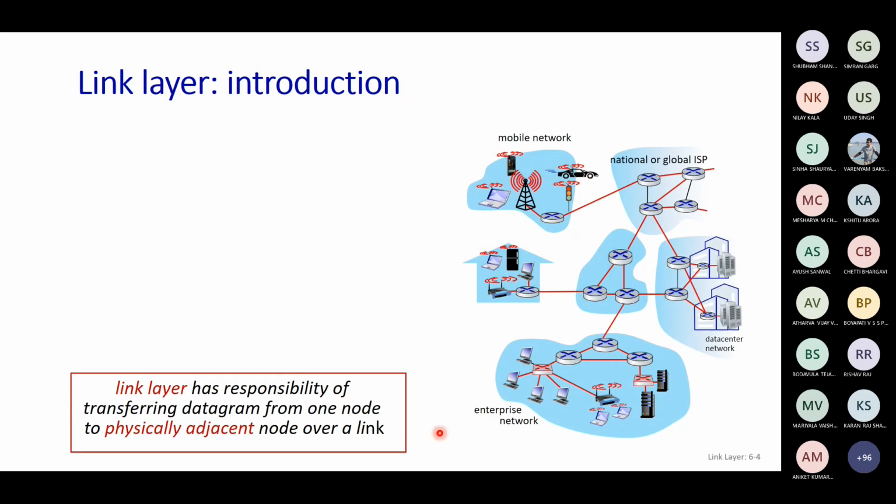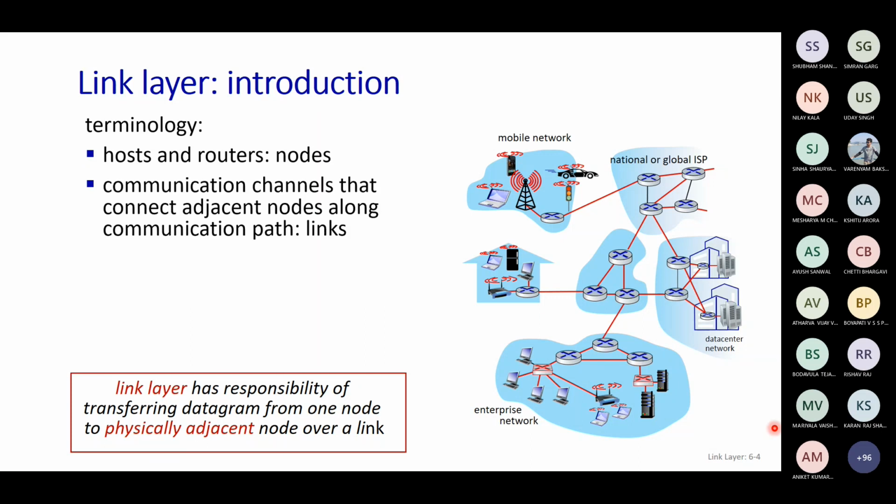All right. Now, let's start with the introduction. What we have studied until now is the application layer, transport layer, network layer, and then finally the data link layer. Of course, the data link layer is going to be there for the nodes as well as for the routers which are there in between.